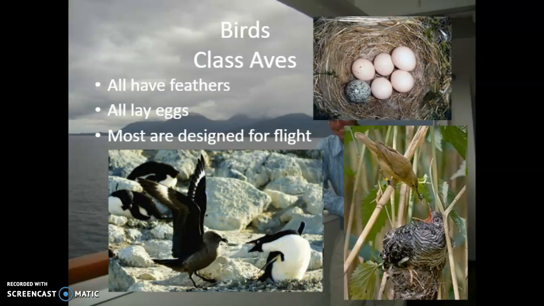You can see here that this particular bird, the skua or jaeger, is attempting to eat the eggs of this penguin. And he says, "Leave my babies alone." You can see this nest here. There's 5 eggs and one that is not like the other. This is called nest parasitism, where one bird drops its eggs in another bird's nests.